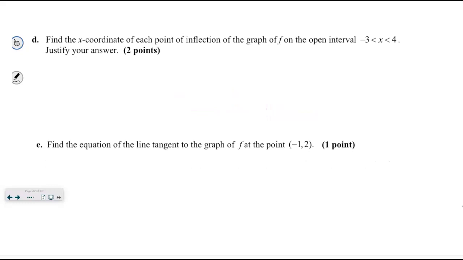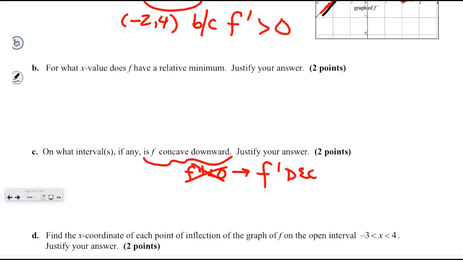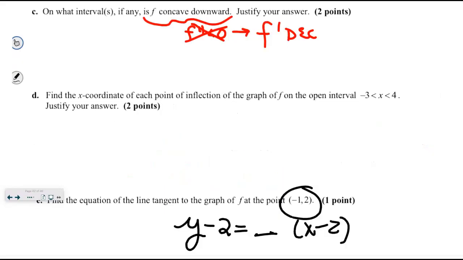Our last one, an equation for a tangent line requires a point. We say y minus the y I know is equal to the slope there, which would be f prime of -1 times x minus 2. You obviously can't leave this. We need to go figure out what f prime of -1 is. Well, my graph is the graph of f prime. So if I go up here and I say what's f prime of -1, it's up at 1. Again, my y values are f prime. So you needed to just put a 1 here.